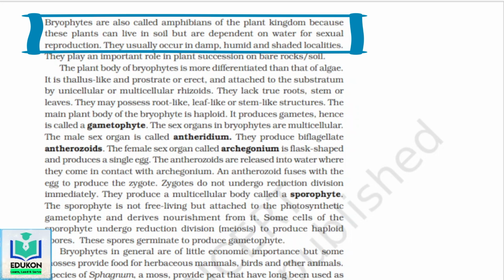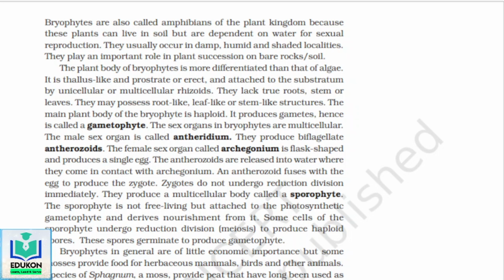The plant body of bryophytes is more differentiated than that of algae. It is thallus-like, prostrate or erect, and attached to the substratum by unicellular or multicellular rhizoids. Rhizoids, we saw that in the image. They lack true roots, stem or leaves. They don't have any true roots, and they may possess root-like, leaf-like or stem-like structures.